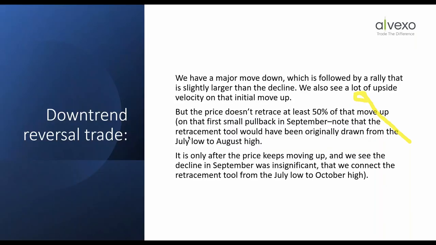We have a major down move, which is followed by a rally that is slightly larger than the decline. We also see a lot of upside velocity in that initial move up, but the price doesn't retrace at least 50% of that move up. It is only after the price keeps moving up that we see the decline was significant, and we connect the retracement tool from the high to the low.